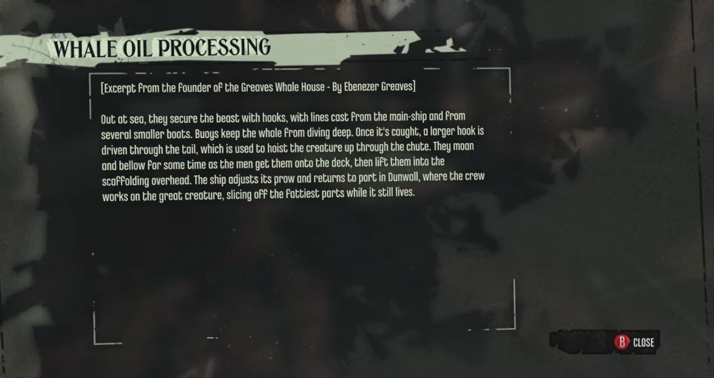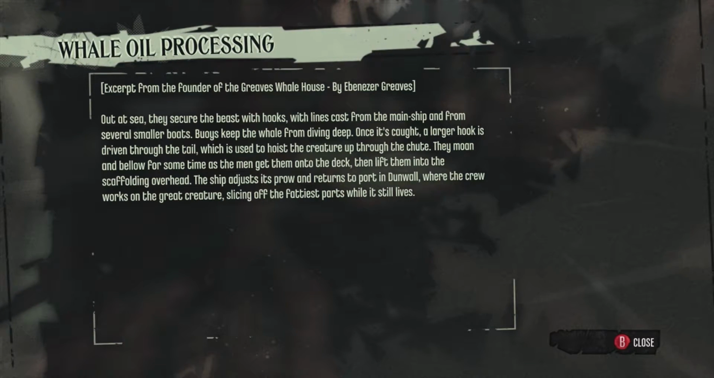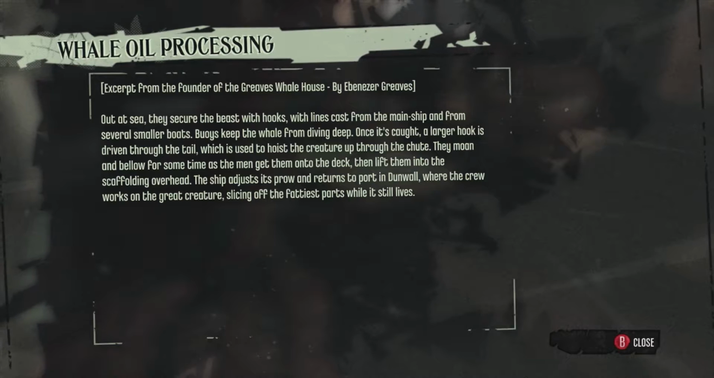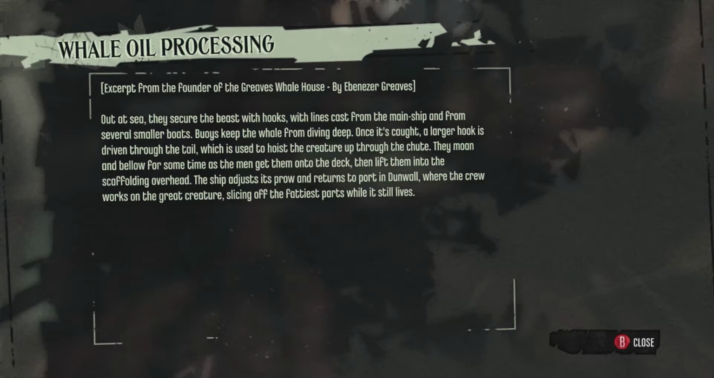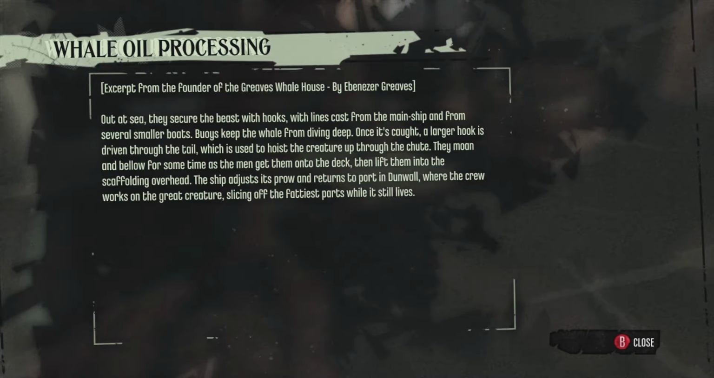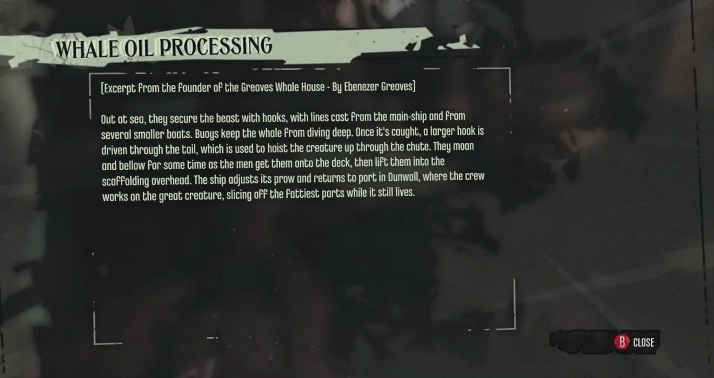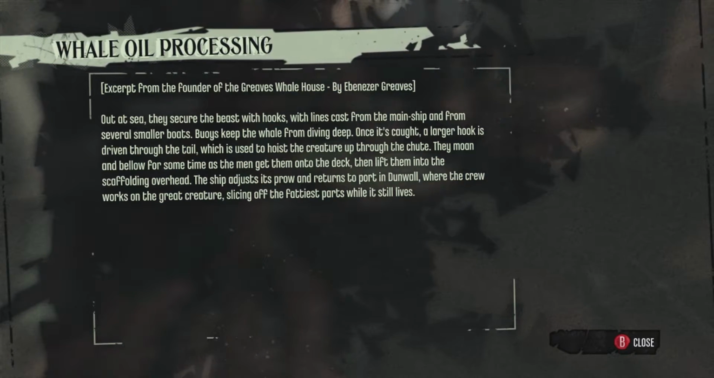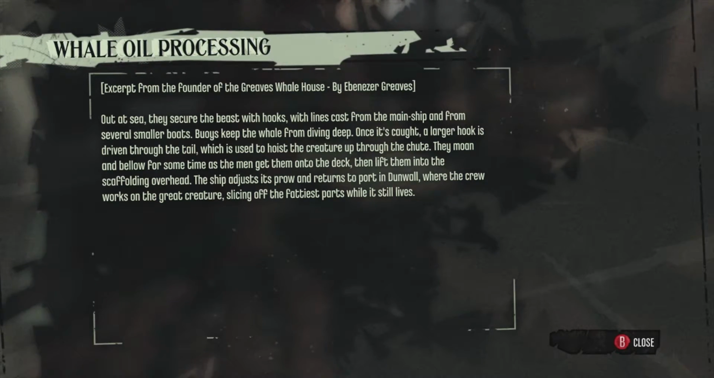A scaffold is like an elevated platform or a frame that supports something heavy. The ship adjusts its prow, which I think is another name for the bow of a ship or the front end, and returns to port in Dunwall, where the crew works on the great creature, slicing off the fattiest parts while it still lives. Oh, that's heinous. And actually, that's a little foreshadowing to the first mission in the Knife of Dunwall DLC.